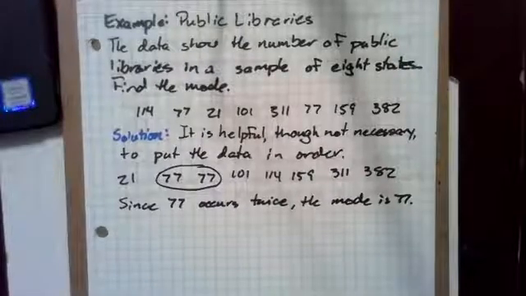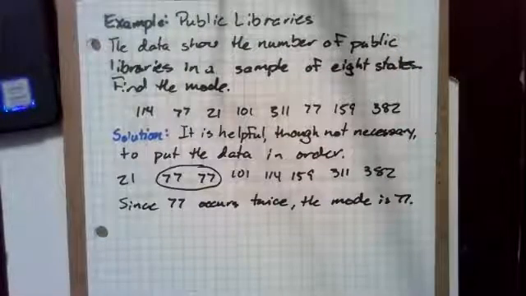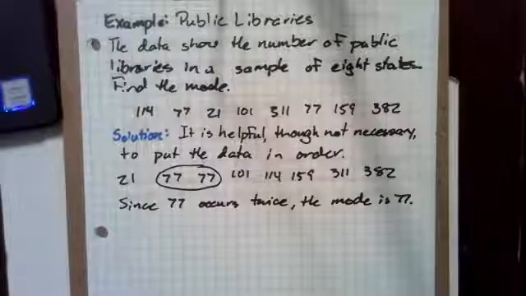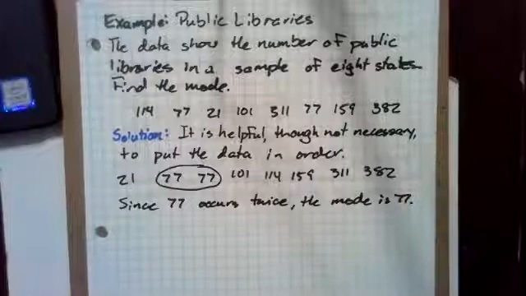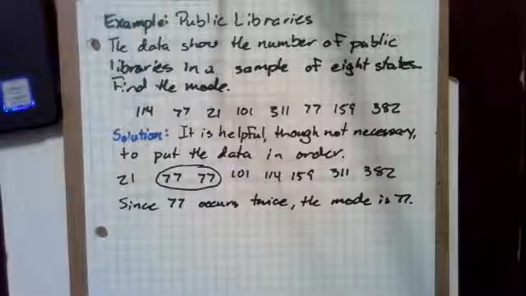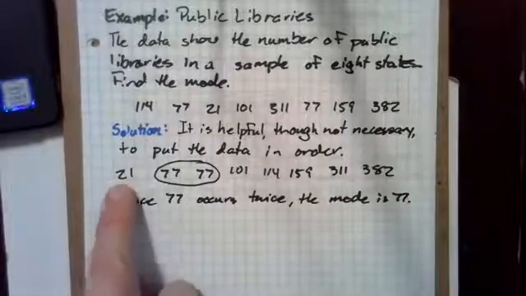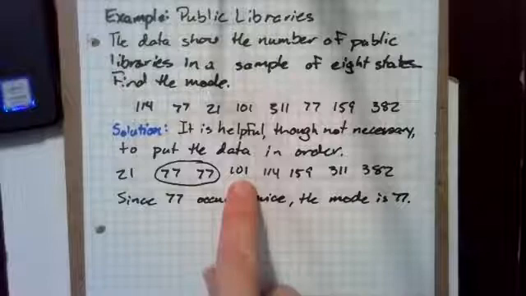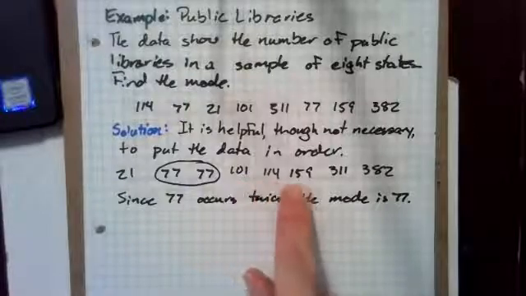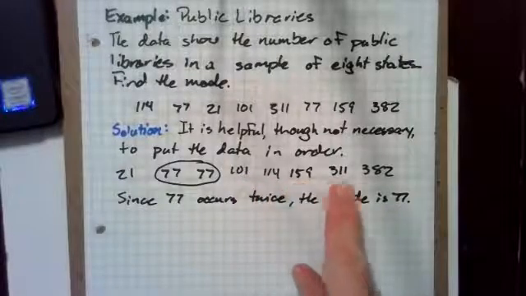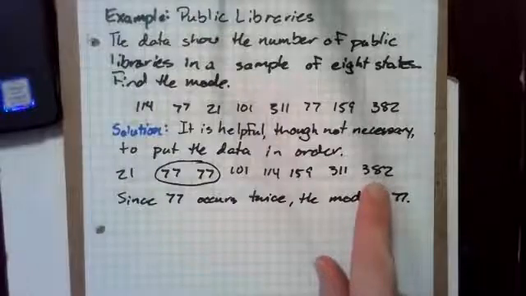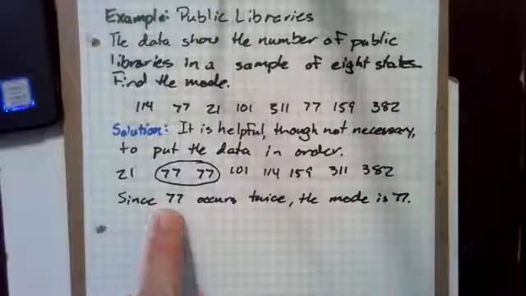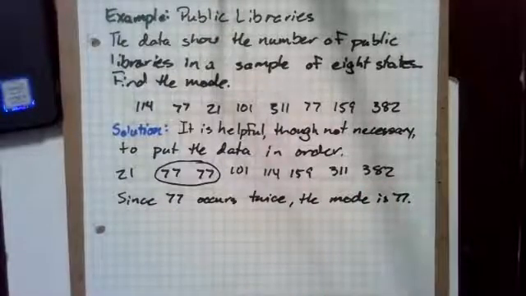Public libraries. The data show the number of public libraries in a sample of 8 states. Find the mode. So here we have our data, the number of libraries that appear in 8 different states. And it's helpful, though not necessary, to put the data in order. When we do that, we see we've got 21, 77, 77, 101, 114, 159, 311, 382. 77 occurs twice, so the mode is 77.